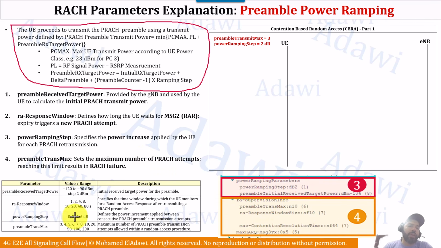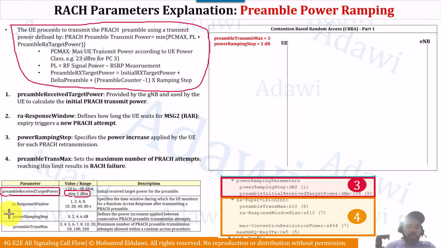So the parameters which we have include something called the preamble received target power, which has a range of 190 to 920 and a step of 2 dBm. For example, if you are doing the configuration, you will find that the configuration will only accept values in steps of 2 dBm: 99, 92, 94, and so on.